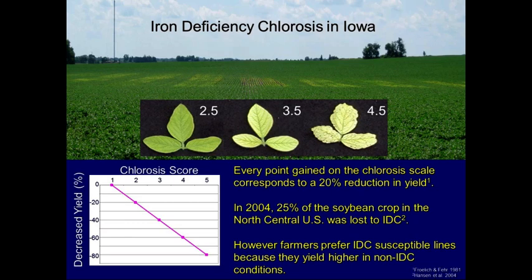In 2004, it was estimated that 25% of the soybean crop in the upper Midwestern United States was lost to IDC. And even though farmers know that IDC is important, they actually prefer to use IDC susceptible lines because they yield higher in non-IDC conditions. So we are interested in figuring out what's the link between resistance to IDC and the effect on yield.